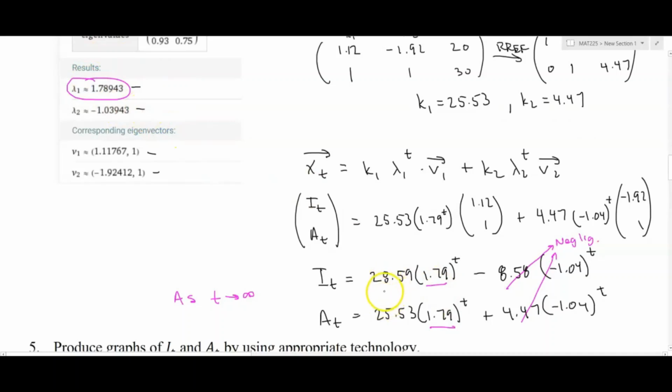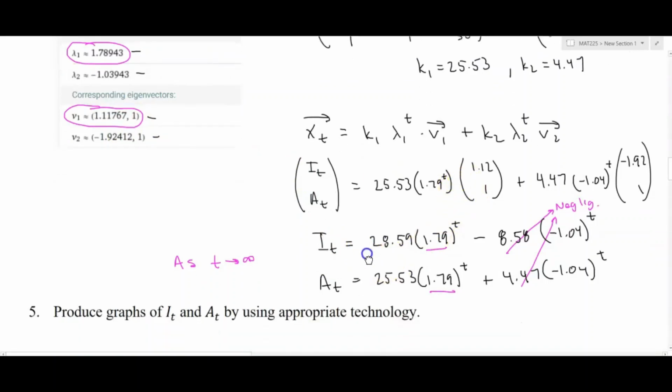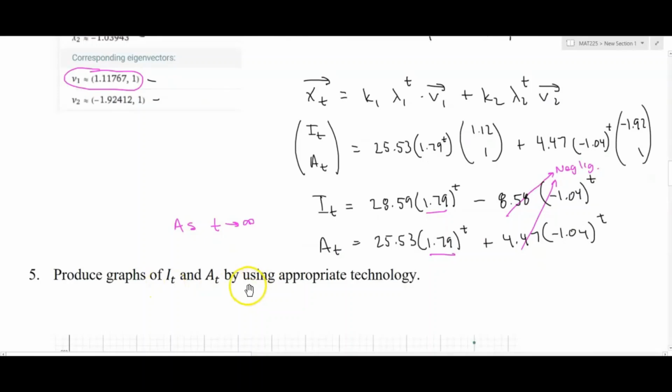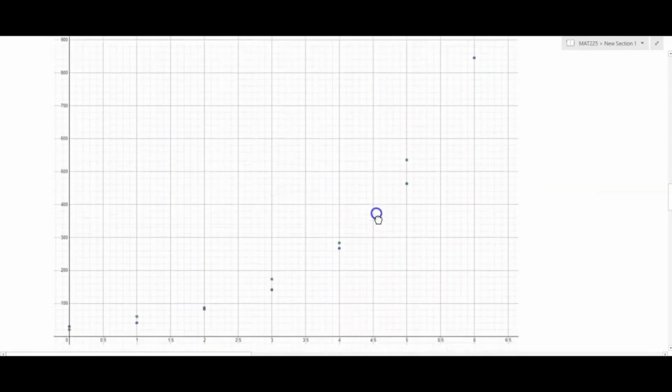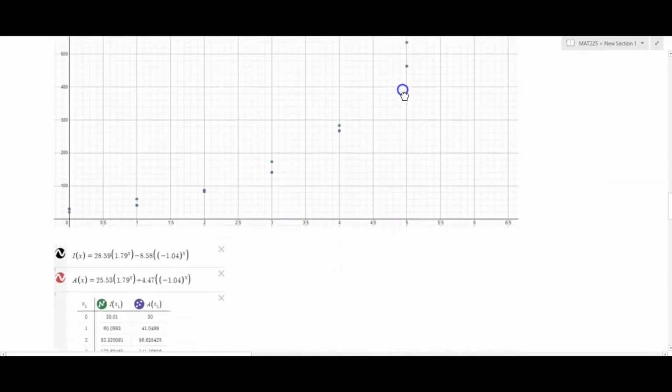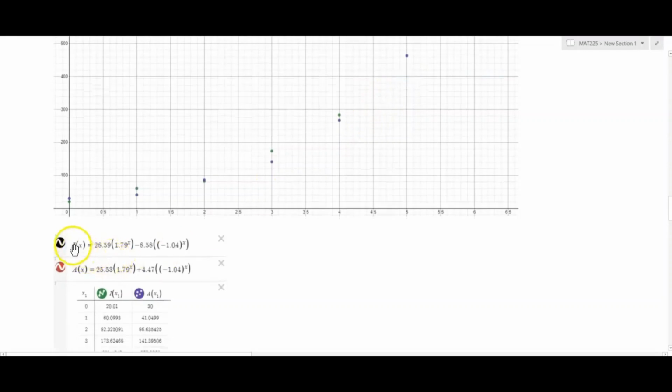So what's going to happen over time is this initial state vector, 20, 30, is going to point in the direction of the eigenvector 1.12, 1, and we can take a look to see that this is going to be an exponentially growing function by producing graphs of I of t and A of t using appropriate technology. Now I've already got the graph here for the two populations. Down here you can see I have infants at time t and adults at time t, those equations entered in. Just notice that I have negative 1.04 all to the power of x.